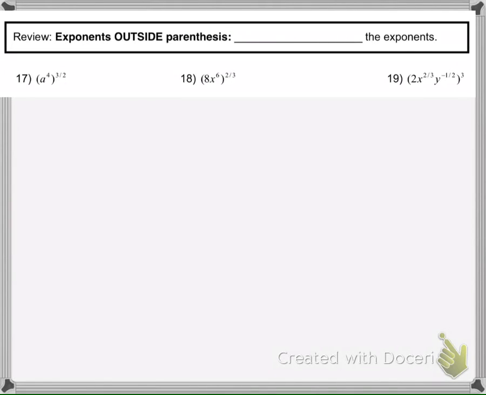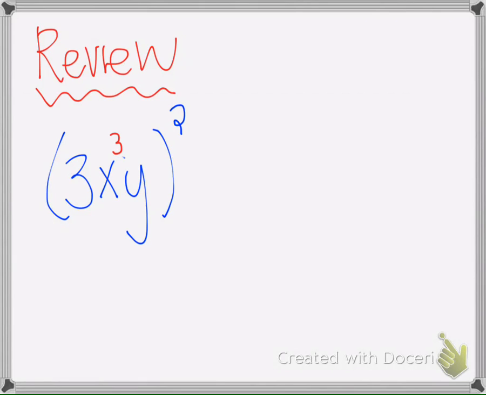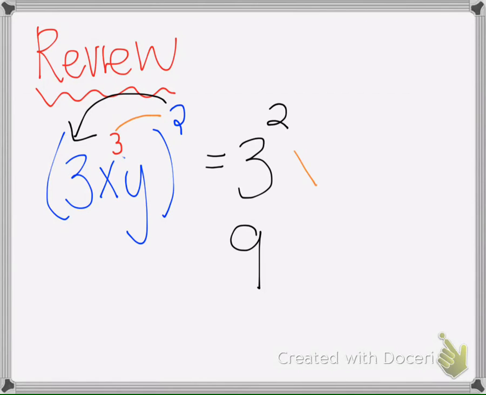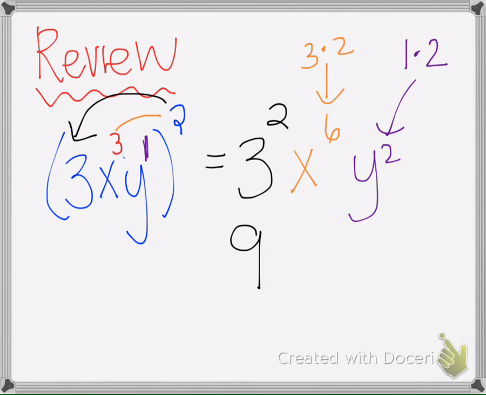Okay, next we're going to review what if we have exponents outside parentheses and inside parentheses. So we need to distribute, and when we distribute, we multiply. So we need to multiply the exponents. So just like when we learned about exponents that were whole numbers or integers, we're going to distribute this. So it'd be 3 to the 2nd power, which is 9. And then 3 times 2 is 6. And then here we have an exponent of a 1. So 1 times 2 is 2. So we would get 9x to the 6 y squared.